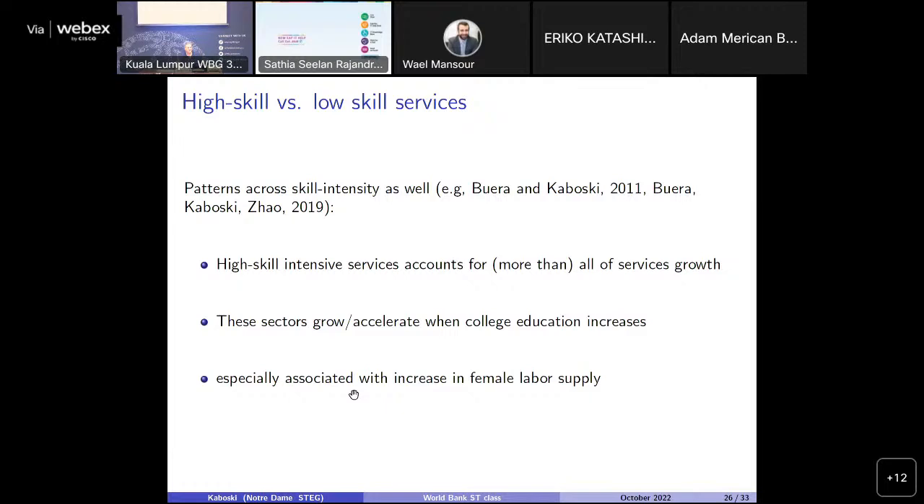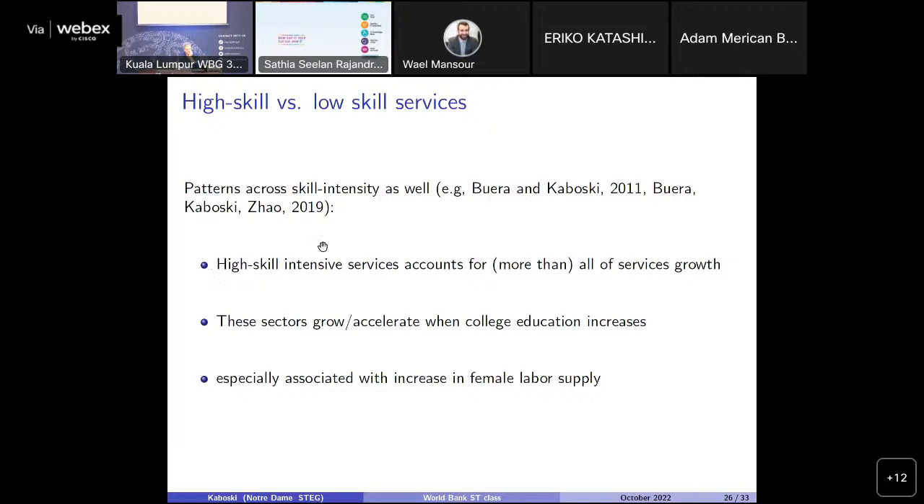All right. So that's the progressive versus stagnant services. I mentioned skill intensity as high skill versus low skill services. There are patterns across intensity as well. And this is some of my own work with Paco and with Ken Zhao, who's at Xiamen University. I'm going to use the U.S. as an example, but it's not just true of the U.S. I'll later on show more countries.